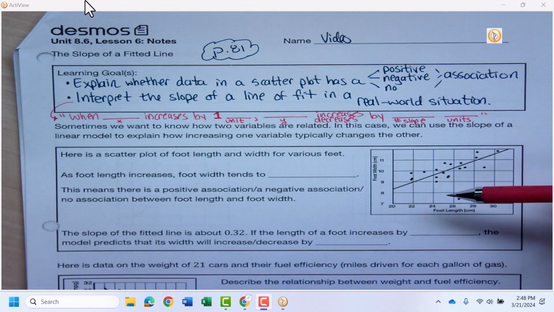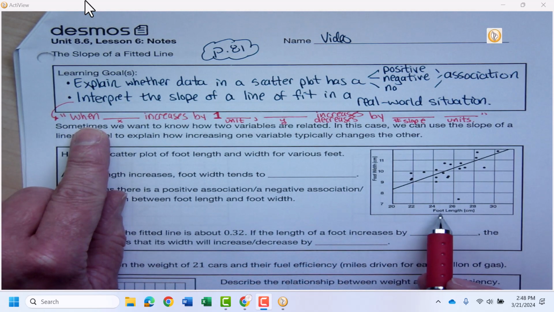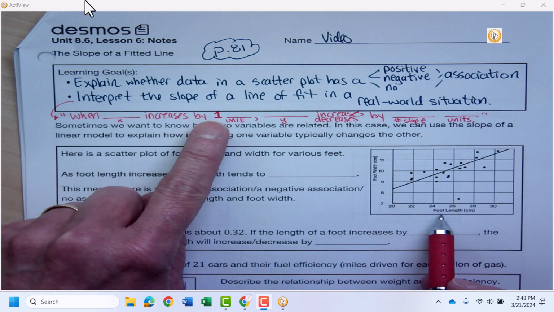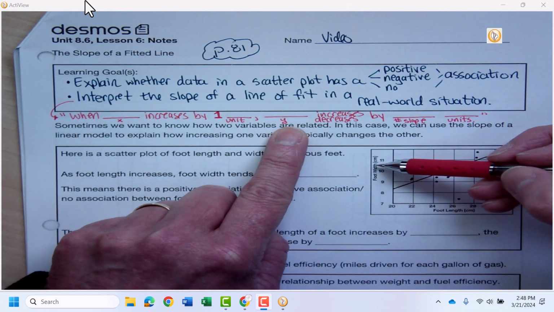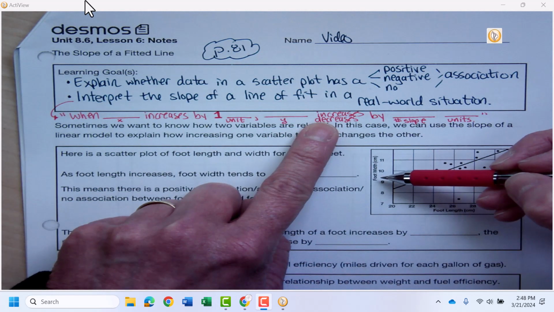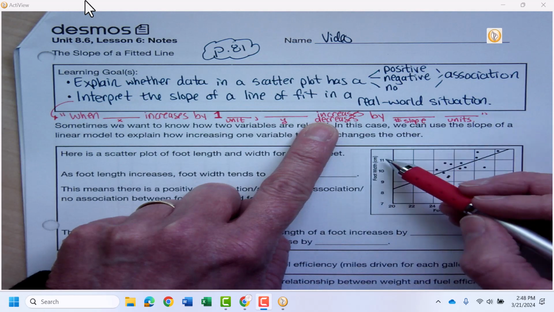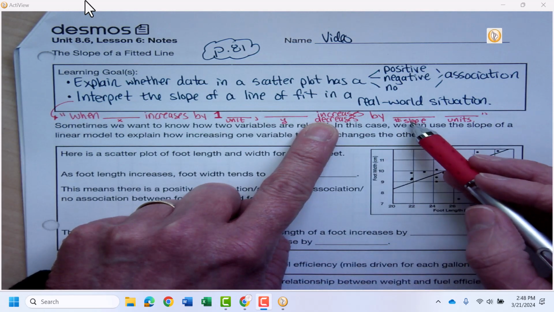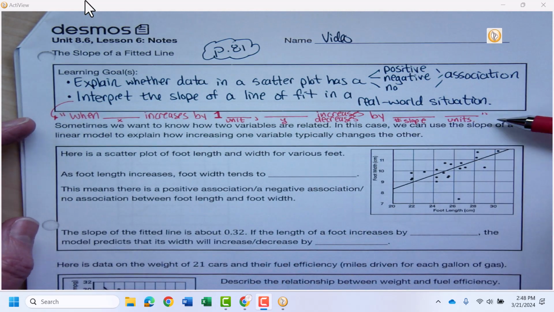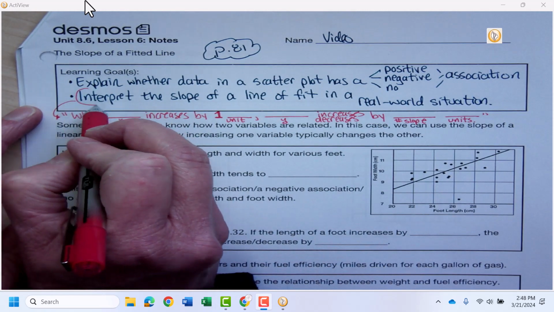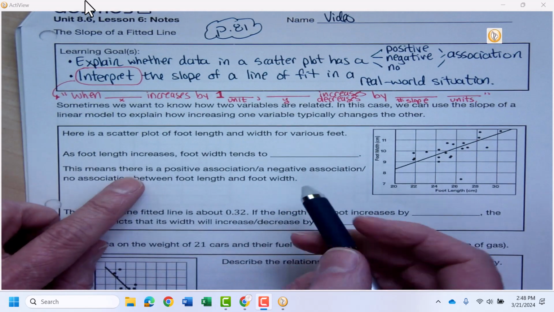So if I were going to interpret the slope of this, I would say when foot length increases by 1 centimeter, foot width increases by, and let's say the slope is 0.3 centimeters. So that's how that's going to go. We'll come back to this soon, but it's a handy little script for interpreting the slope once we find it. All right, let's move on with the other things that these notes have to say.